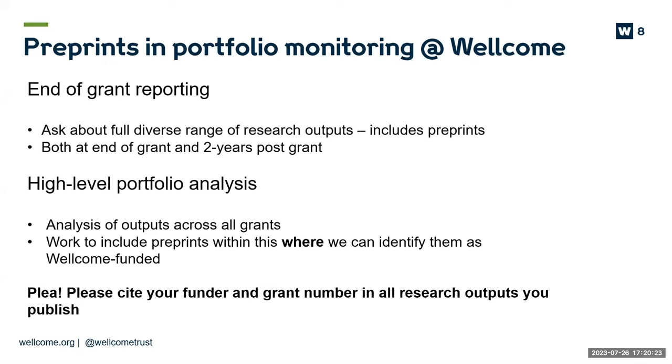So second little plea, please cite your funder and your grant number, even in your preprints, not just your journal articles. It helps us pull those outputs into our portfolio analyses without having to ask you to fill in the form with us. Ultimately, I personally harbor the ambition that end of grant reporting for publications is not a manual thing, because in the main we're just looking to use it at a high level and we can programmatically pull that information in. So the more information we can pull in automatically, the less hopefully in the future we'll need to ask you to provide.